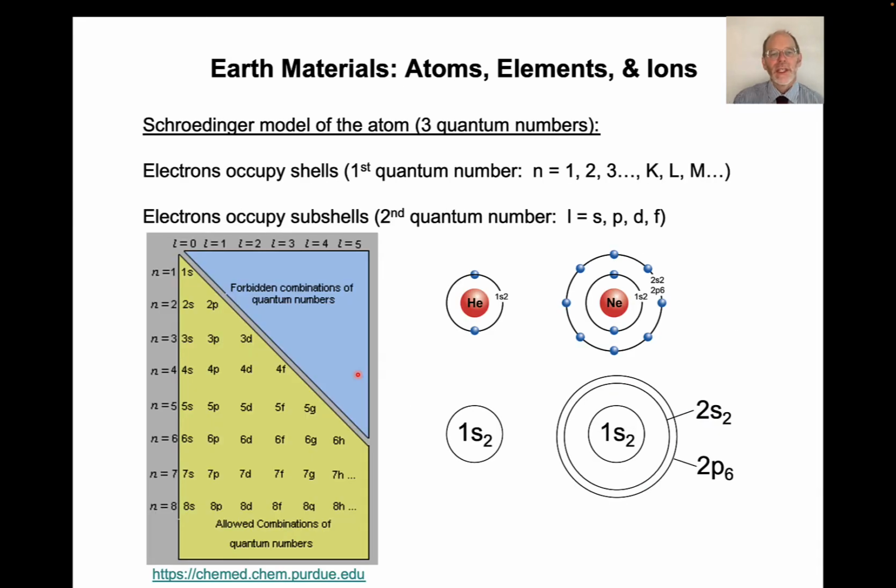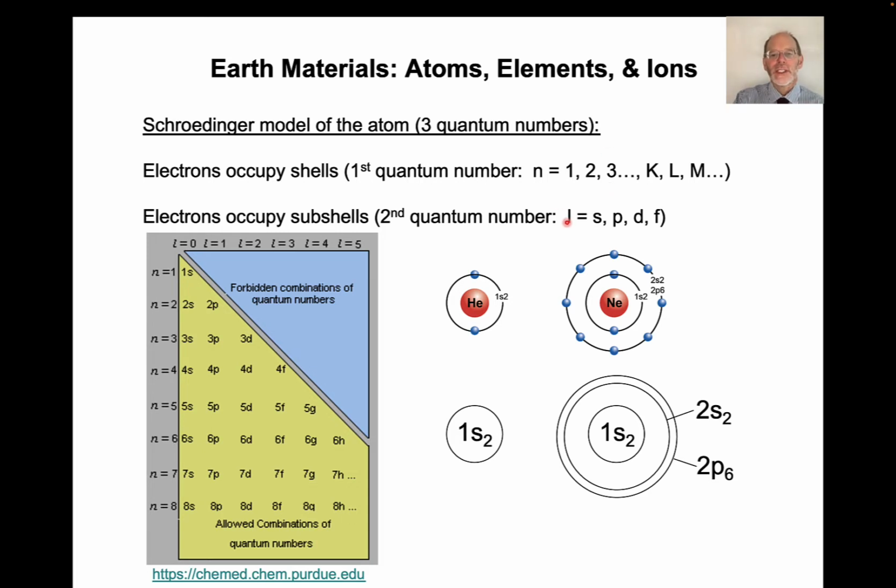So the concept is that electrons occupy shells. These correspond to the first quantum number, n equals 1, 2, 3, and so on. The other component that we need to discuss is the concept of a subshell. The subshell is the second quantum number. These are particular types of orbitals.